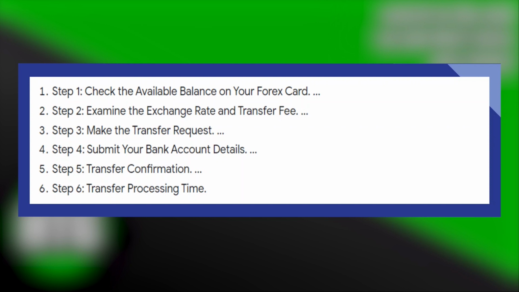Forex cards are primarily designed for spending, so direct bank transfers might not be as straightforward as using a regular bank account.